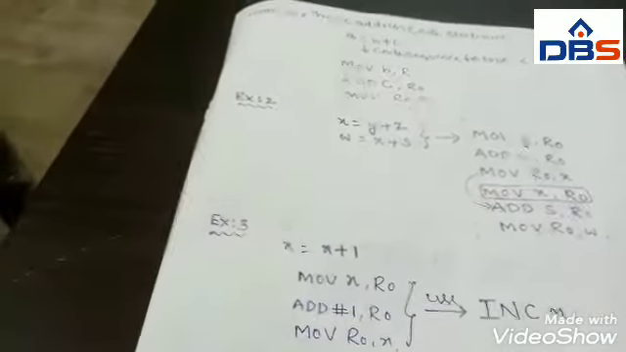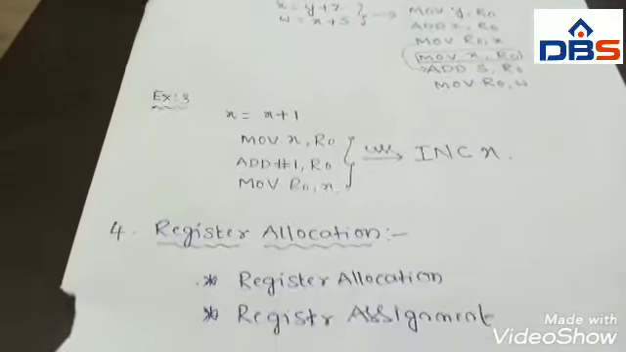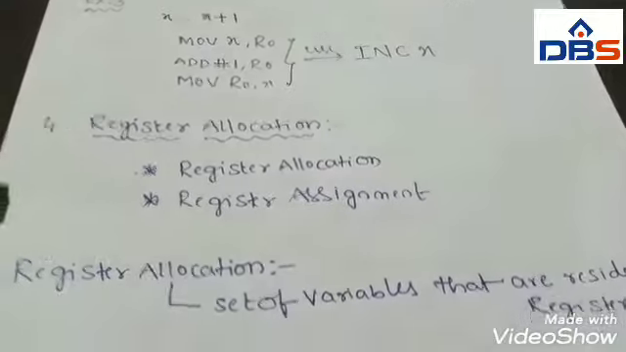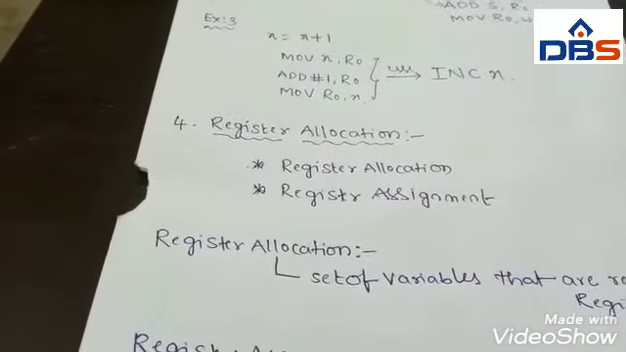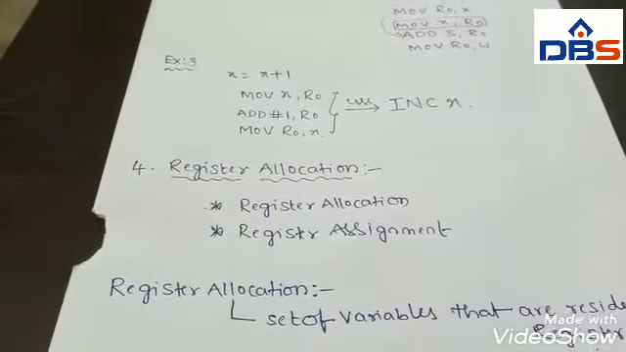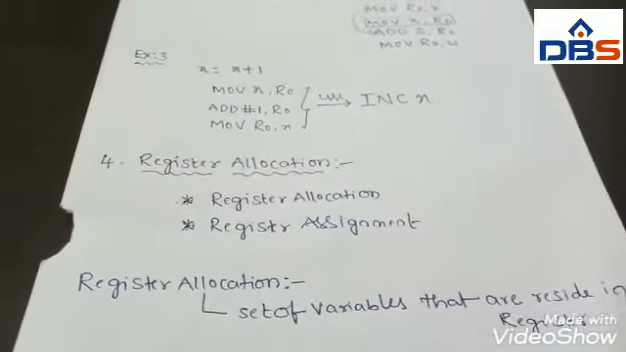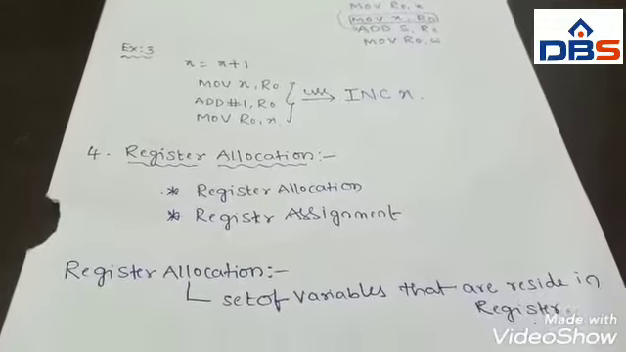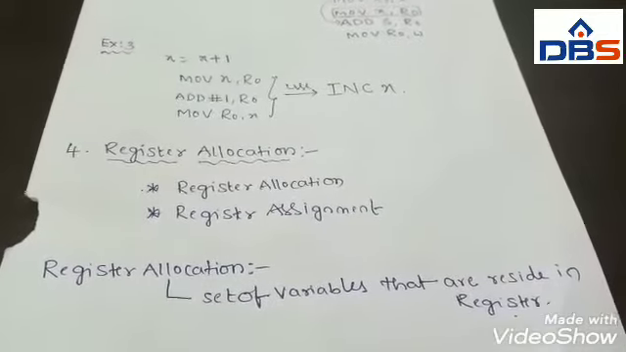Whereas the next one, the fourth one, is register allocation. See, the register allocation issue is considered as 2 subproblems. First one is register allocation, second one is register assignment. Register allocation means the set of variables that reside in registers. It means which variables are stored in registers should be found here. Whereas register assignment means we have to select a specific register for a particular variable, that is opposite to register allocation. We have to choose the particular register in which the variables should be stored.